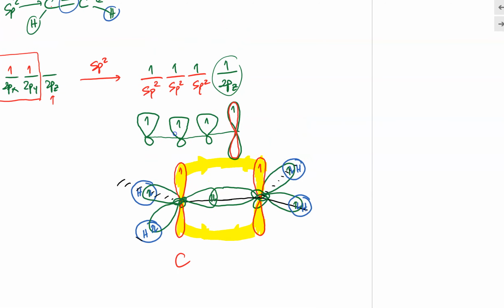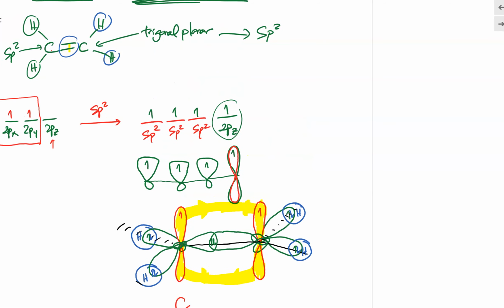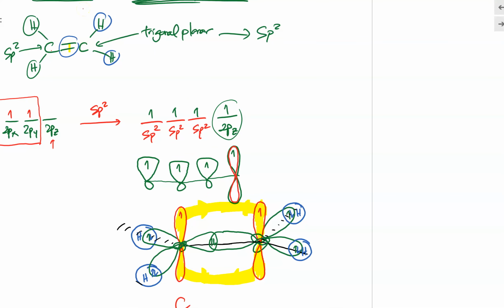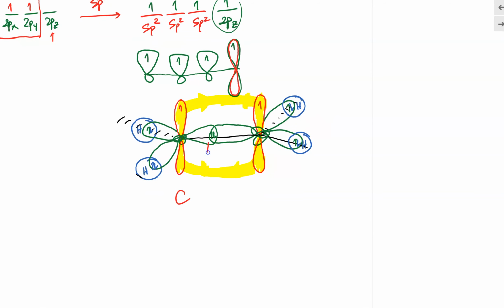And as for the other bond, so one of the bonds in this double bond right here is the sigma bond, and that sigma bond gets produced by this carbon using its sp2 orbital overlapping directly with the sp2 orbital from the other carbon.